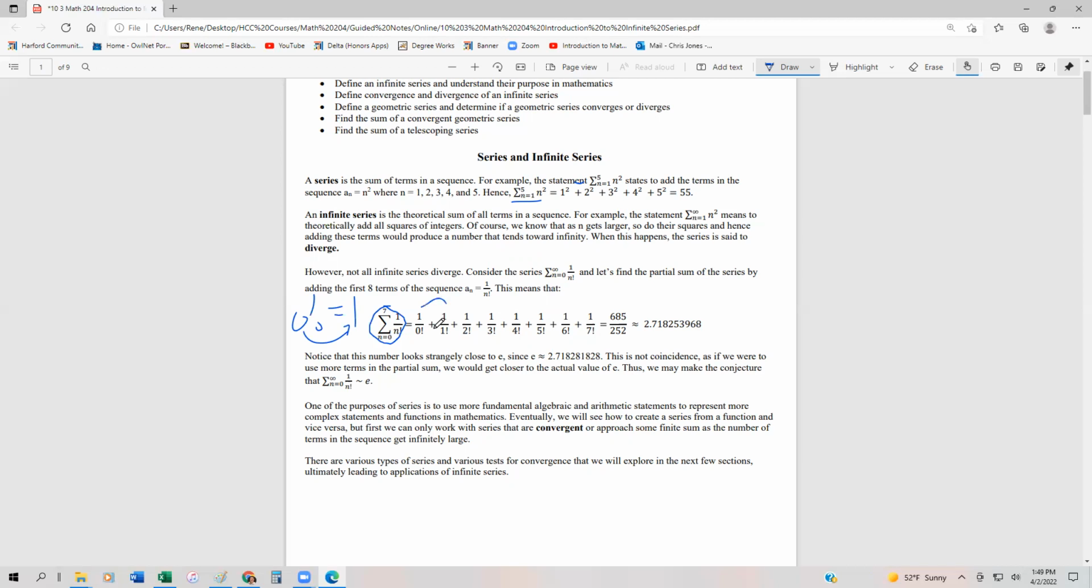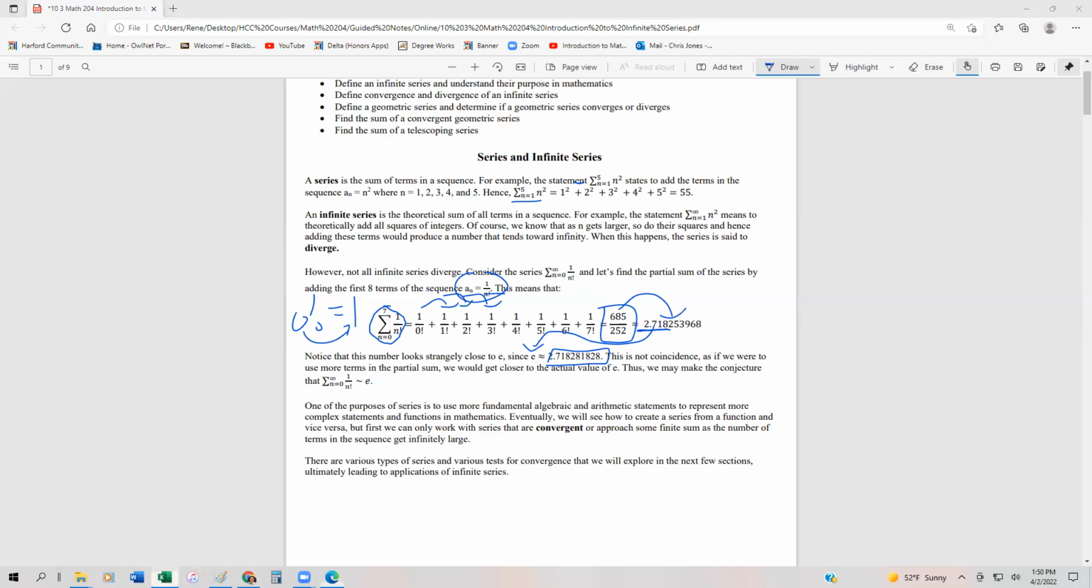If I add up these terms, the first 8 terms in this sequence, that ends up being 685 over 285, which is not really a number of much consequence to most of us. And if we approximate that, that number just happens to be 2.71825, etc. Some of us might recognize this to be close to the value of e, and e is 2.718, etc. Now I want you to keep this in mind because I'm going to use Excel and show you what happens as we keep putting in more terms.